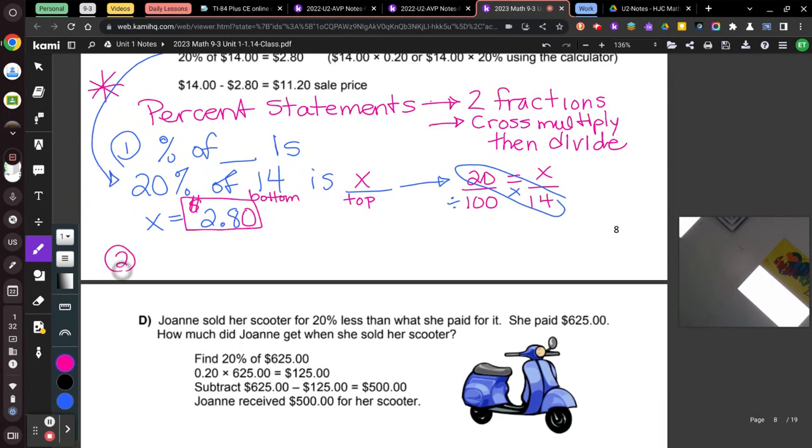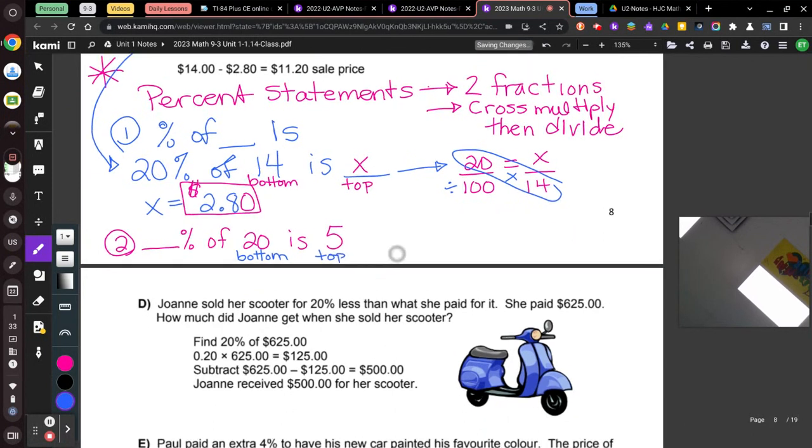Here's number 2. So the next one is blank percent of 20 is 5. So again, we have to find out what these numbers are. The number after the word of is the bottom number. The number after the word is is the top number. Okay? So I make my fraction. X now is over the 100 because I don't know the percent. Your first fraction is always your percent fraction.